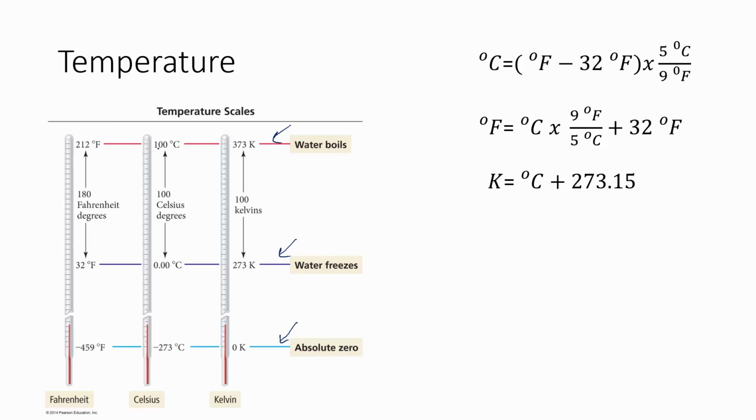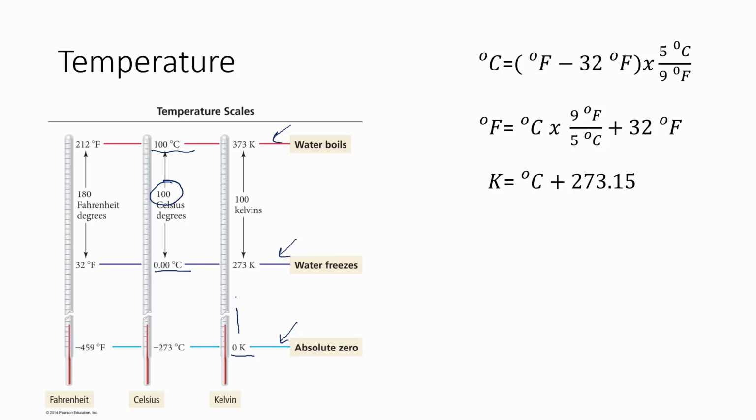So for Celsius, we have a nice even temperature distribution. 100 degrees Celsius is where water boils, 0 degrees Celsius is where water freezes, and we have about a 100-degree difference between. For Kelvin temperature, which is the international system, all we do is we move down to the coldest temperature possible, and we call that 0.